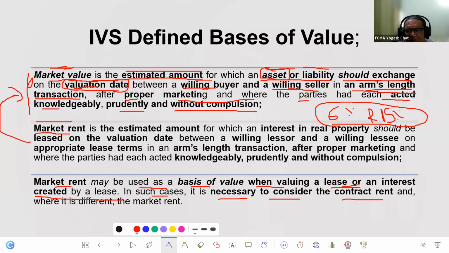So, that is the contract rent. Normally, in normal circumstances, the valuer will consider the contract rent, or rent as per the lease agreement, but there is an exception. Where it is different, the market rent will prevail. In other words, where the lease rentals are different as compared to the market rent, the market rent will have the upper hand.